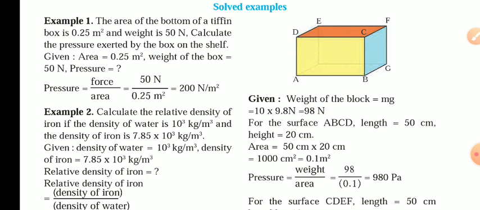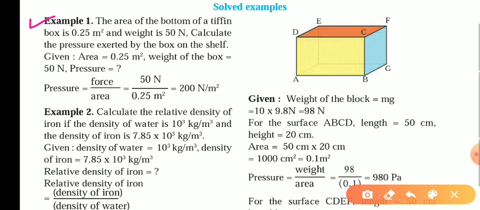When we see the first example given to us, they had asked the area of the bottom of a tiffin box is 0.25 meter square and weight is 50 Newton. Calculate the pressure exerted by the box on the shelf.